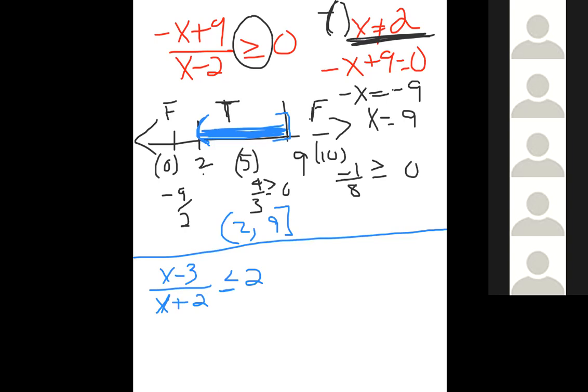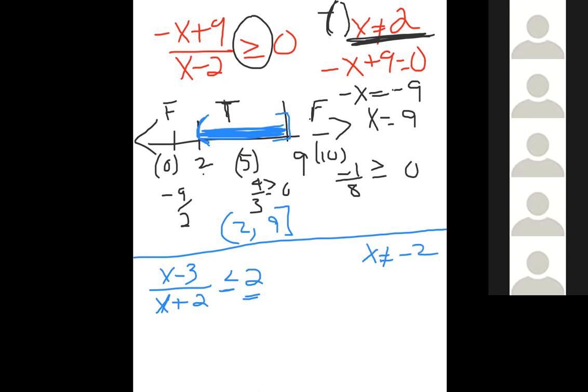Now, for this particular problem, you will notice, unlike the previous 2 we did, there's a 2 over here, okay? So that is going to affect this problem. Now, first, we can go ahead and find the restricted value, guys. What's the restricted value? What value makes the denominator 0 on this one? Anybody? Come on, guys. Nobody? It's -2. -2. Very good. Okay, -2 is the value that makes the denominator 0.